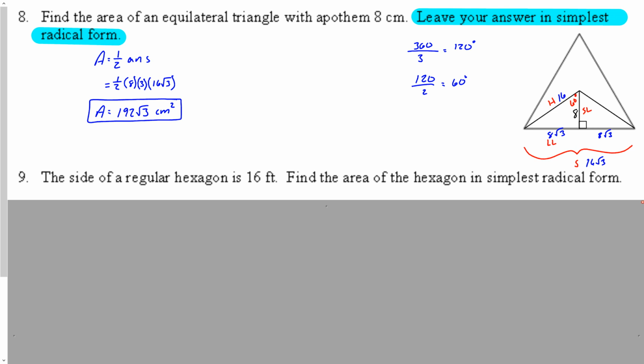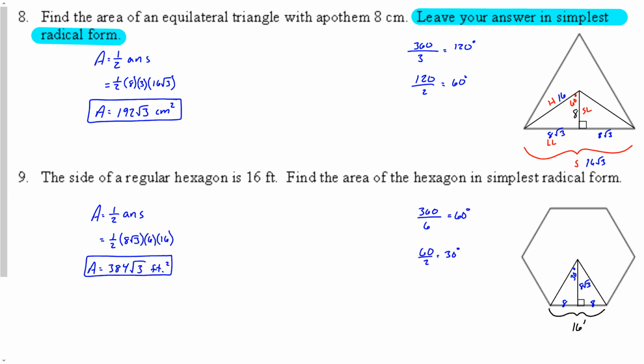Now that I've gone through 3 different examples with you, I'd like you to do the last 2 on your own and see how you fare. Number 9, the side of a regular hexagon is 16 feet. Your job is to find the area of that hexagon in simplest radical form. This is another example of a problem where you have to find that central angle and then use half of that so that this is a special right triangle. The area you should come up with is 384 times the square root of 3 square feet.